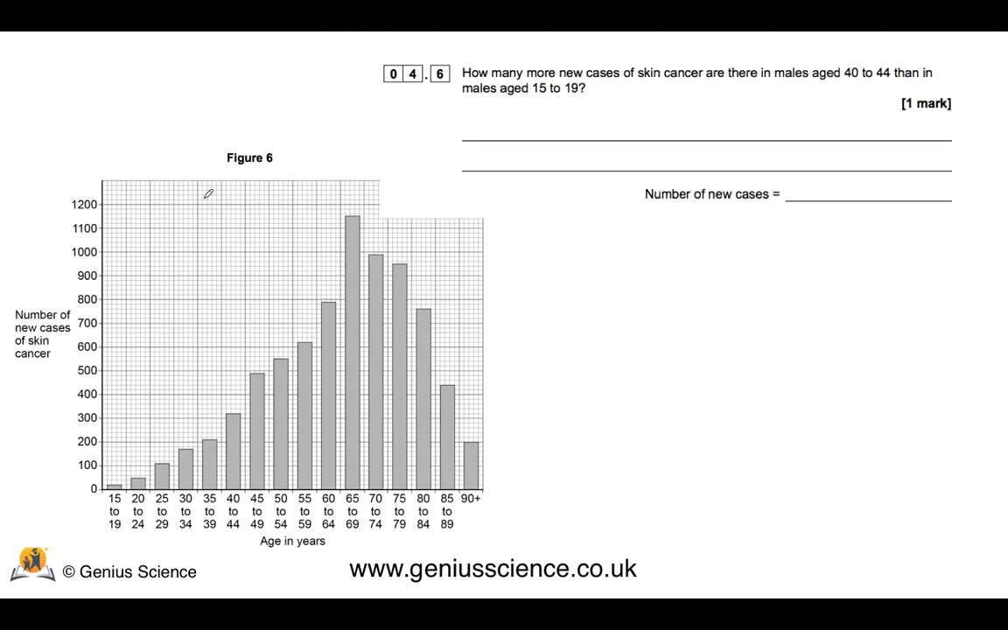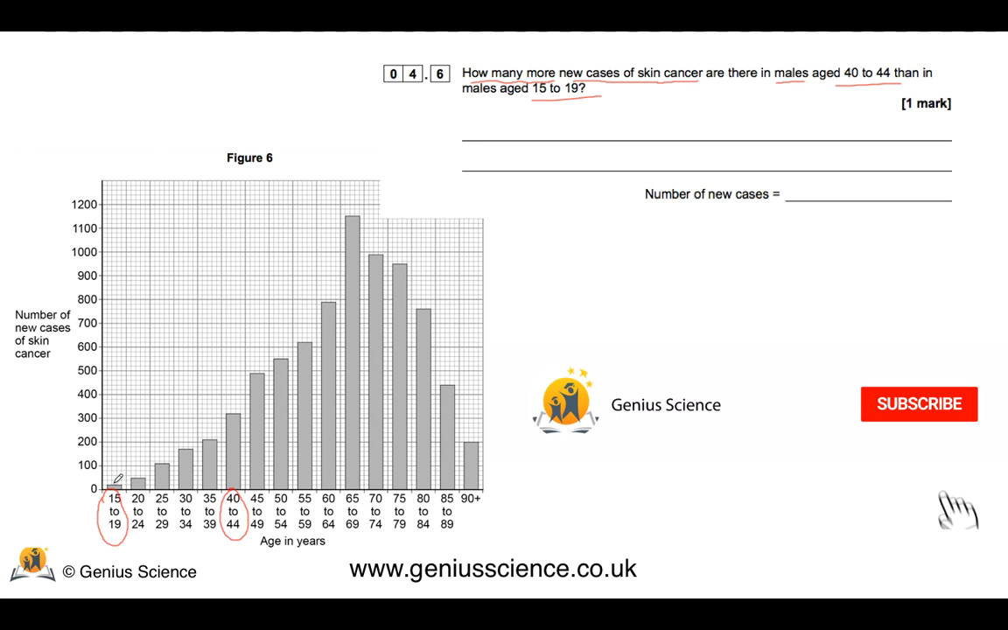So 4.6, which is based on this figure 6 that we've just been looking at, the question's asking how many more new cases of skin cancer are there in males aged 40 to 44 than males aged 15 to 19. So here's 15 to 19, here's 40 to 44. To find out how many more, we've got to know the values for both of them, so how many new cases there were in this particular year. To do that, you need to know the value of one small square. There's a nice little trick to know the value of a small square on any graph.